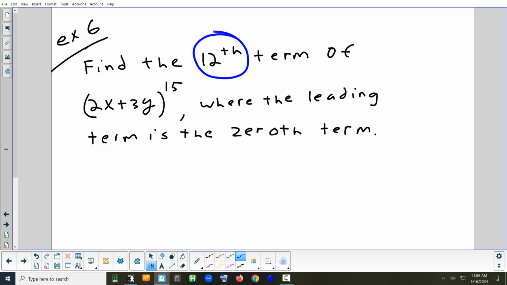If we were to expand this, how many terms would there be altogether? How many? 16. Right? It'd be 16 terms. So there'd be 16 different terms, and I'm asking you for the 12th one.